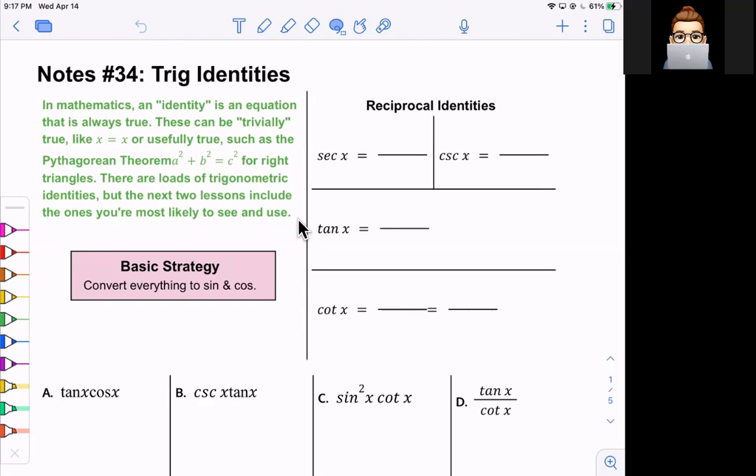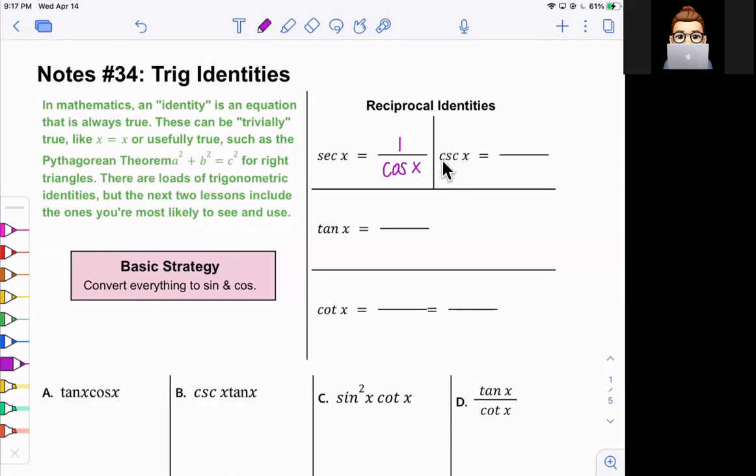Our basic strategy is going to be to convert everything into sine and cosine. So I'll show you a little bit about what I mean in our examples. So first things first, we got to know what the identities are. As you might remember, secant is the opposite of cosine. It's called a reciprocal identity because it really means 1 over cosine x is equal to secant. So secant is equal to 1 over cosine x.